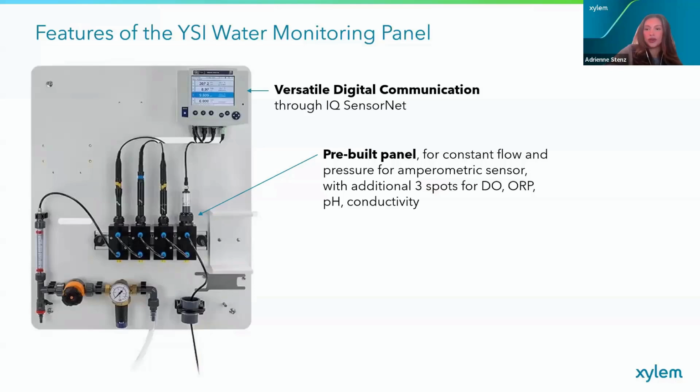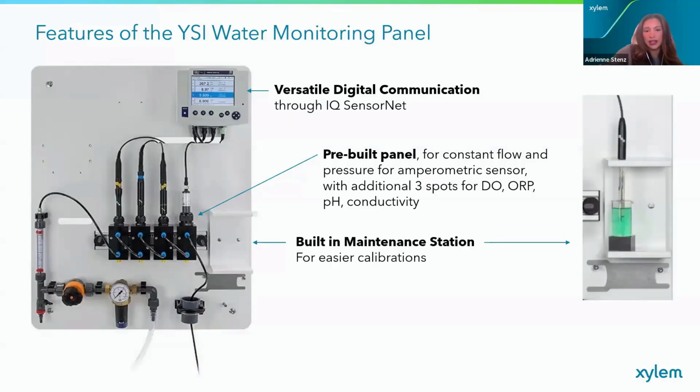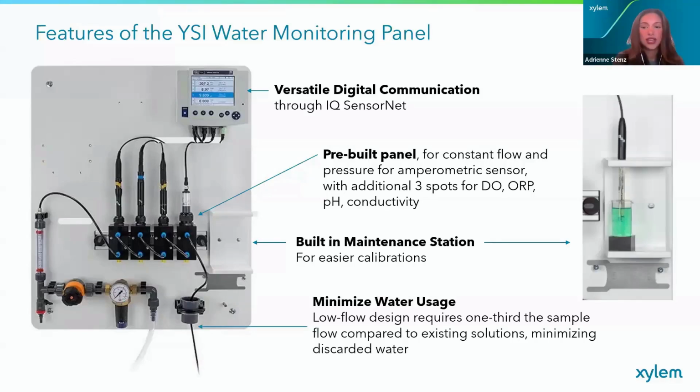The panel is configured to work with an IQ SensorNet controller, which has versatile communication options. You can communicate with SCADA via analog or digital signals. You can also directly control relay actions using specific modules of IQ SensorNet, or add additional IQ SensorNet sensors onto this system. The panel also features a built-in maintenance station for easier calibrations and maintenance of these sensors, and is a low-flow design. The amperometric chlorine sensors require a minimum flow rate of 15 liters per hour for measurement.